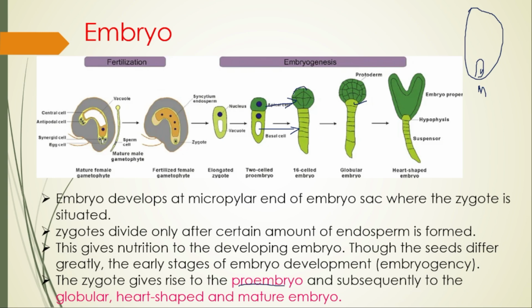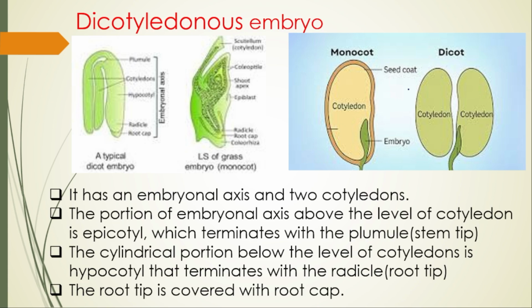And here this is the 16-celled embryo. After that what happens? Globular embryo, because it is round in structure. Next there comes the heart shape. Why this heart shape? Because there is a small projection inwards, which leads to formation of the cotyledons. So embryo development here will be firstly proembryo, next globular, next mature embryo.